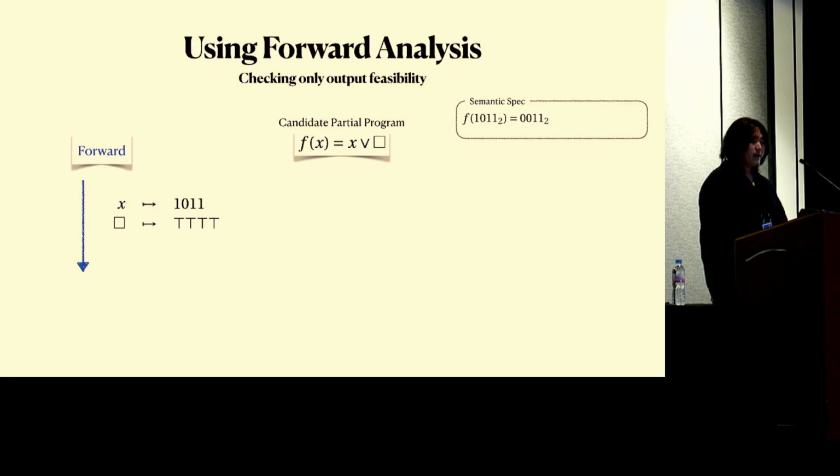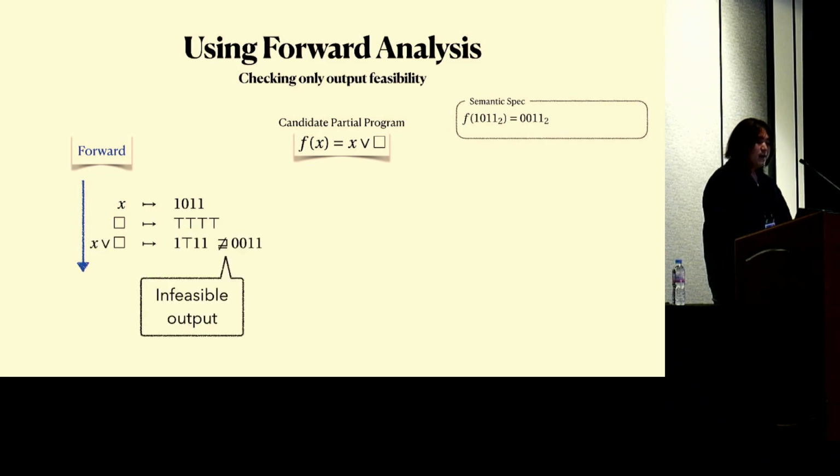Suppose our abstract semantics computes sequences of abstract bits of length 4 for a given partial program, where each abstract bit is 0, 1, or the unknown top value. Then, given the partial program x XOR hole, we can compute 1 top 1 1 as an over-approximation of all possible outputs of programs derivable from the partial program. Since the over-approximated output does not subsume the desired output, the partial program can be safely discarded.